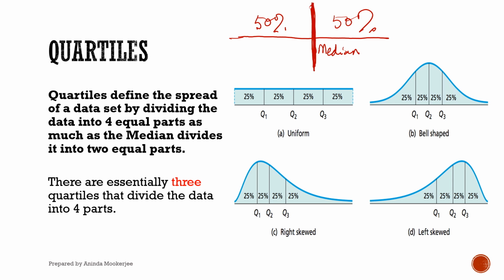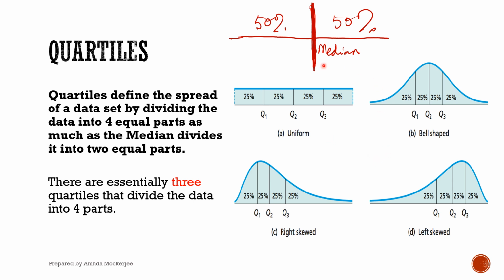Right now, with quartiles, we divide the data set into 4 equal parts. So here we had 50% and 50% for the median. For quartiles, we'll have 25%, 25, 25, and 25. So the first 25% will be to the left of what we call quartile 1. Then the second 25% will be between Q1 and Q2, quartile 1 and quartile 2. Then another 25% between Q2 and Q3, and the final 25% will come to the right of Q3, above the quartile 3 mark.